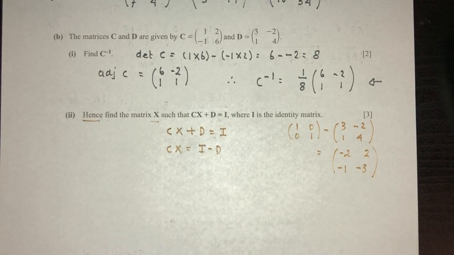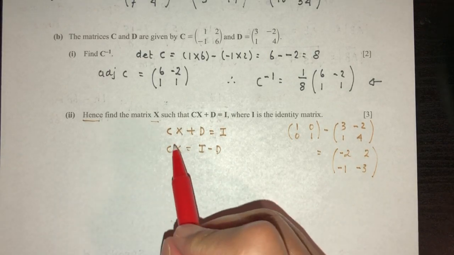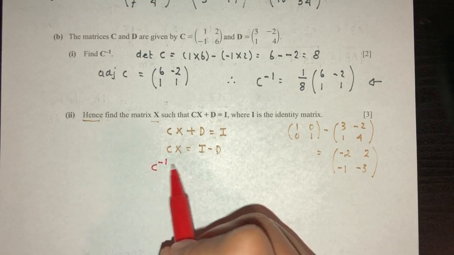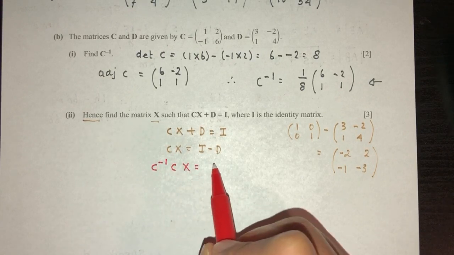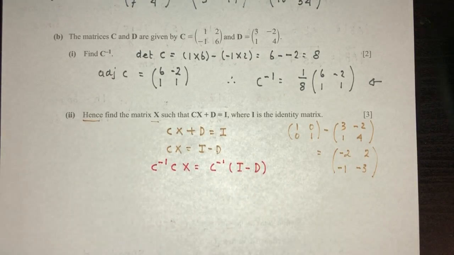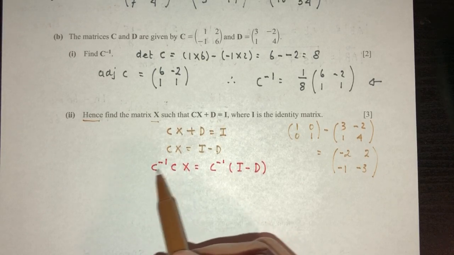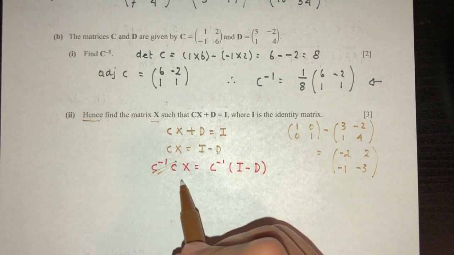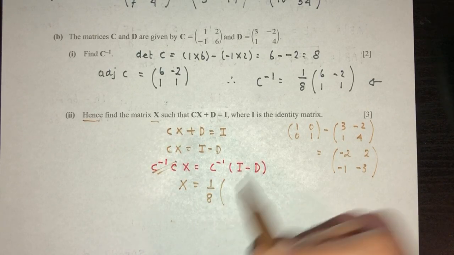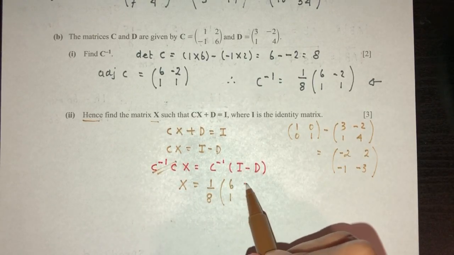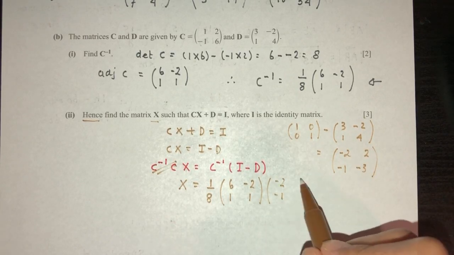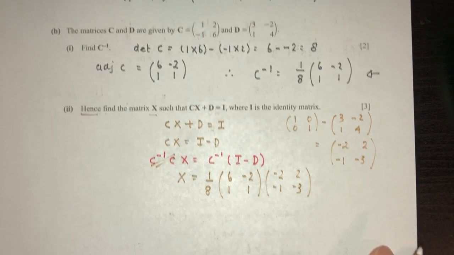Now we have to remove this C. So to remove this C, we have to pre-multiply by C inverse. So we'll have this, and you will have this on this side. So these two sides, this will be cancelled away. So you will have X left is equal to C inverse, which is 1 over 8 times this, and times this one, which is this one, right? Now we have to simplify.